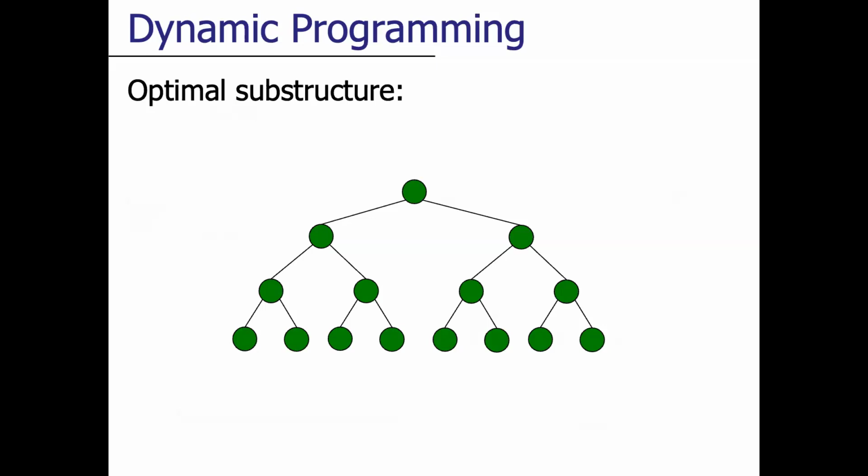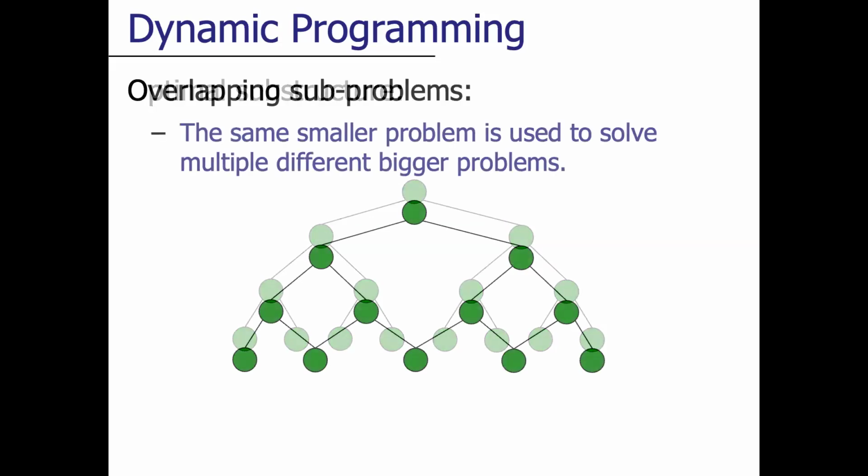Remember, like I said before, there are two key features related to dynamic programming. One is optimal substructure. The other is called overlapping subproblems, all right? When we talk about overlapping subproblems, it means that after we divide the big problem into smaller problems, we realize that the smaller problems are used to solve multiple different bigger problems. In other words, these smaller problems are shared by different bigger problems.